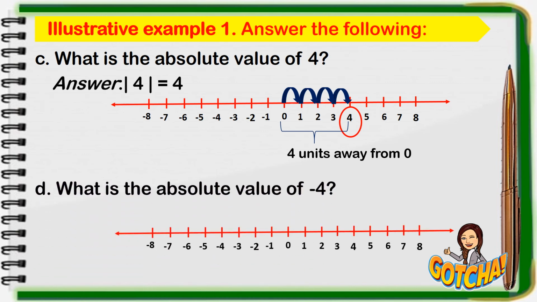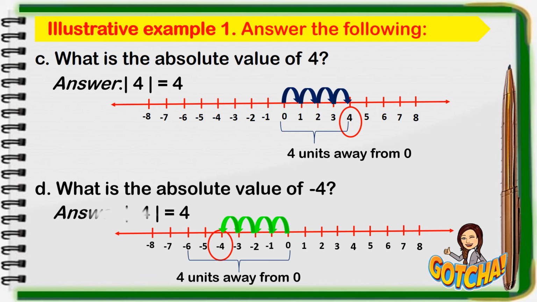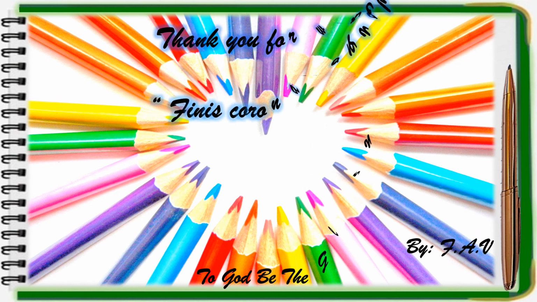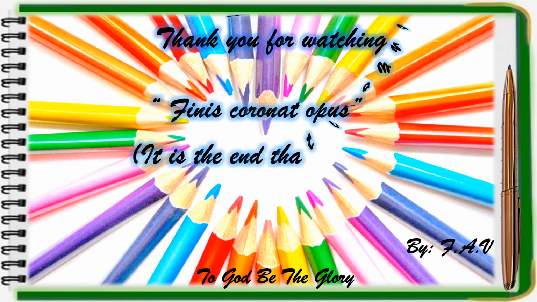Last example. What is the absolute value of negative 4? So, ganun pa rin ang ating gagawin. Hanapin natin si negative 4 dito sa ating number line. And then, count how many units away is negative 4 from 0. So, negative 4 is 4 units away from 0. Therefore, the absolute value of negative 4 is 4. Okay, so that is it for the absolute value of a number.